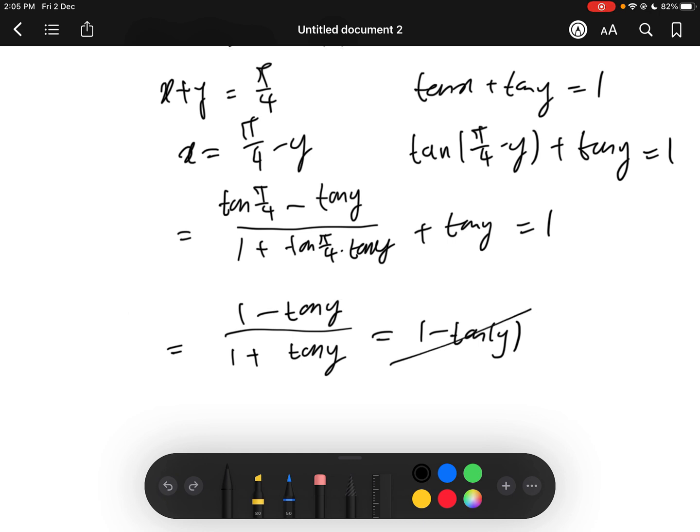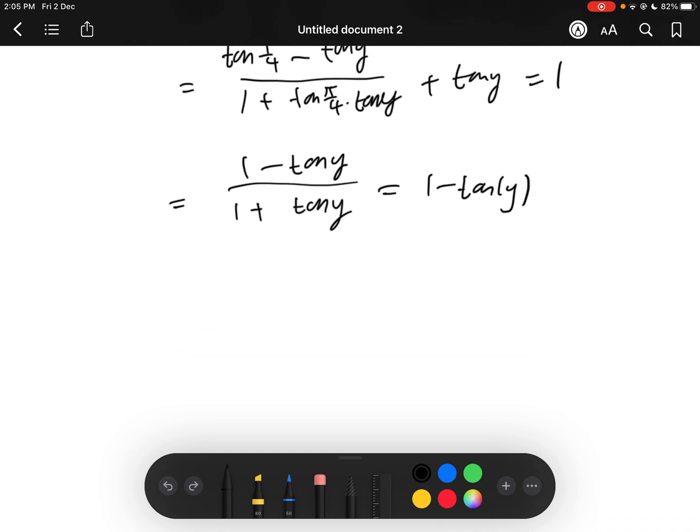But the problem with solving this equation is that if you do that, you're actually eliminating possible solutions. So it's best to just keep it like this for now, and then we solve for tan y at the end. So let's not fall into the trap of cancelling out possible solutions. By removing the 1 minus tan y, you're actually just killing off possible solutions to the equation.